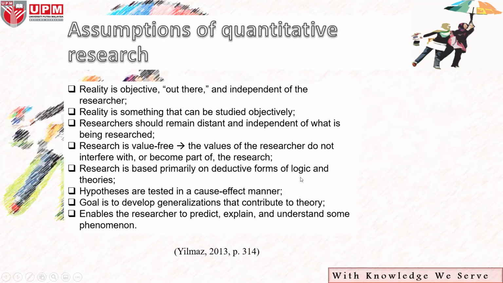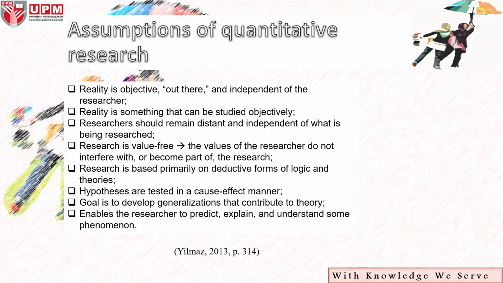Okay, so what are the assumptions of quantitative research? Okay, first, again, the reality is objective. It is out there, and independent of the researcher. Independent meaning that the researcher cannot insert their own perspective on the finding. The researcher is responsible for choosing the variables, but when looking for the answer to the question that he or she developed, he or she cannot insert his or her own opinion.